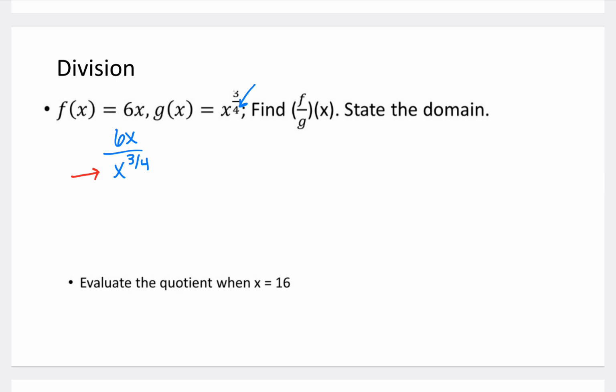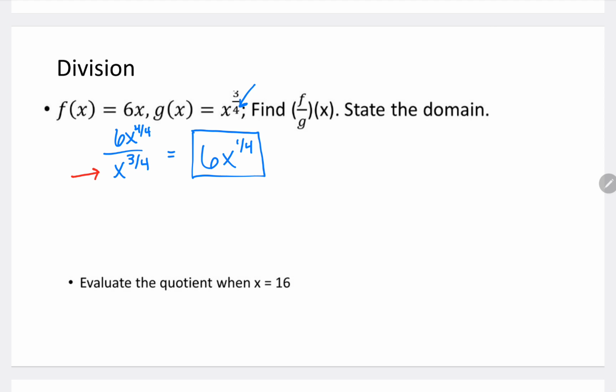So in division, we subtract exponents of like bases. So we have 6x to the first power over x to the 3/4 power, or 6x to the 4/4 power over x to the 3/4 power. 4/4 minus 3/4 is 1/4. So that is f divided by g of x.